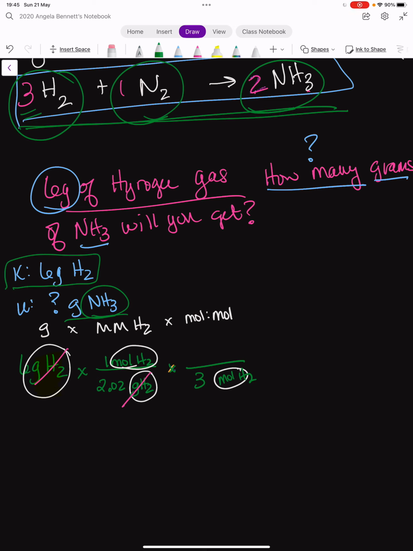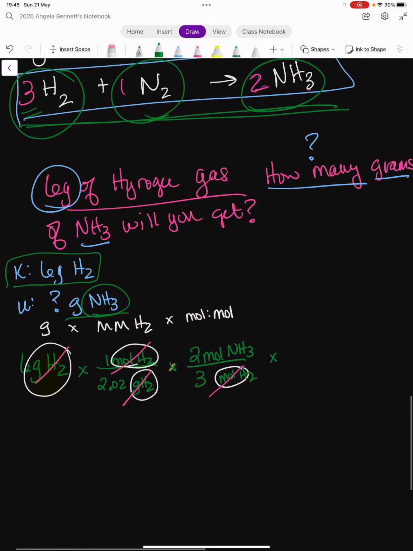I don't care about the N2 right now. It's got nothing to do with what I'm doing. So I have 2 moles of NH3. And when I do that, moles of H2 cancel out, and I'm left with moles of ammonia. And I'm halfway there because look, my unknown was grams of ammonia. So I've already gotten to the ammonia part, check. Now I need to get to the grams part because I have moles and I've got the wrong unit, but I've got the right compound, so I'm almost there.